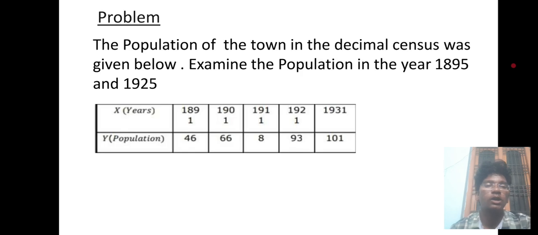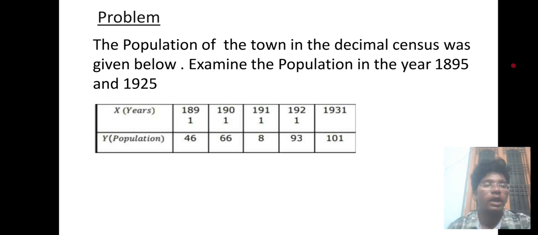The population of the town in the decimal census was given below. Examine the population in the year 1895 and 1925. Here the data given is in the year 1891 the population is 46, and in the year 1901 the population is 66, in the year 1911 the population is 81, and in the year 1921 the population is 93. In the year 1931 the population is 101. We need to determine the population in the year 1895.